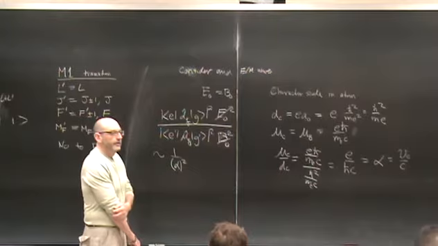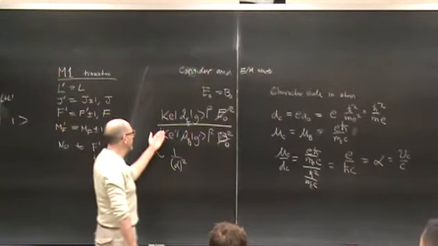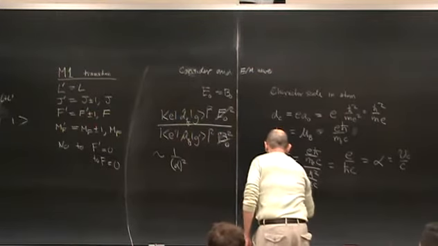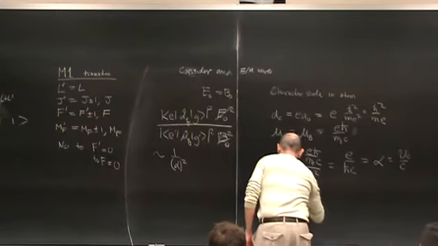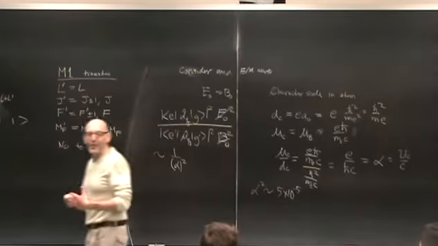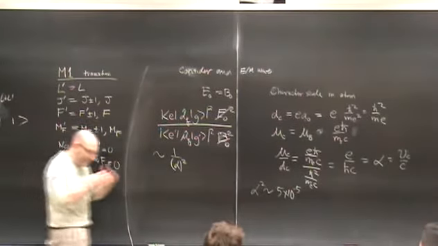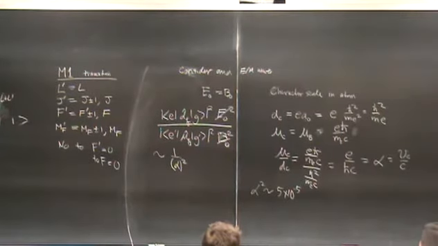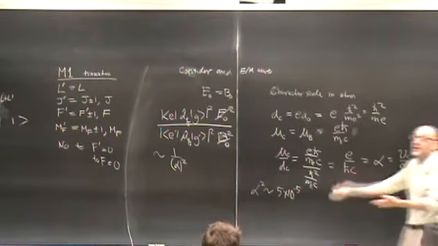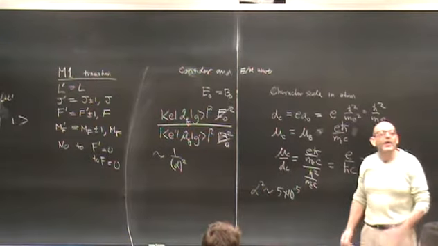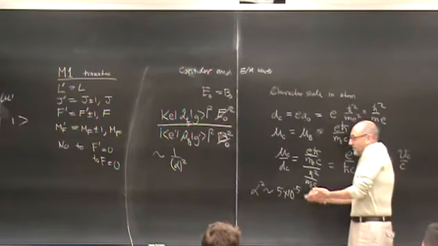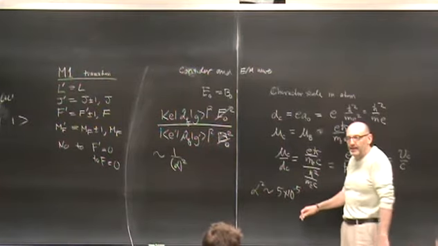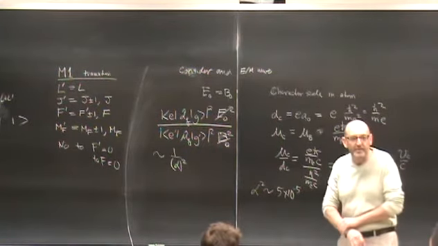Okay? So that means, and you know, alpha squared is about 5 times 10 to the minus 5. So for a magnetic dipole transition, the absorption rate or emission rate is down by almost a factor of 1,000,000. So it's a forbidden transition. It's not completely forbidden, but it's down by quite an amount.